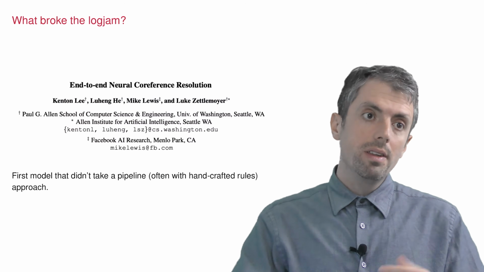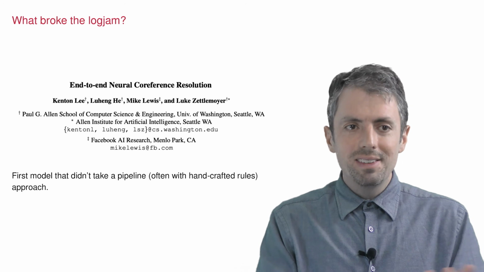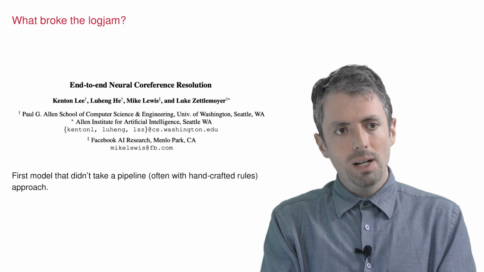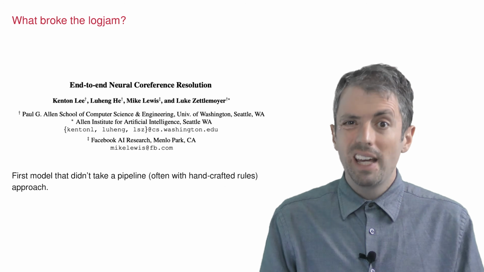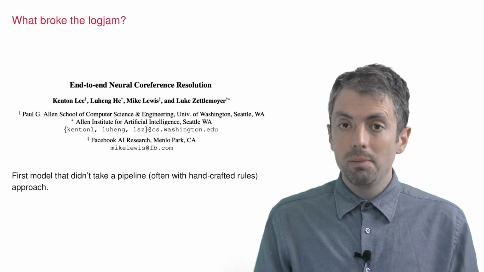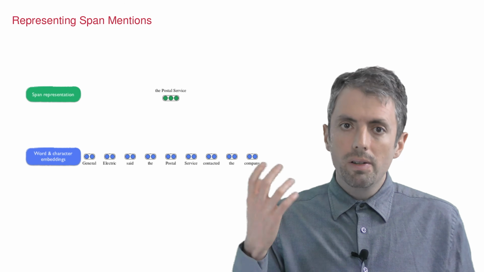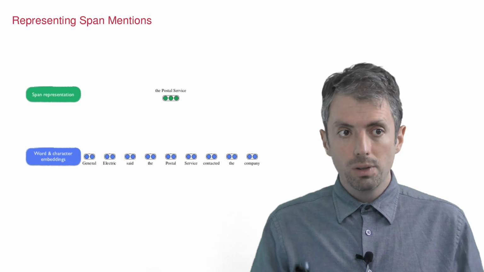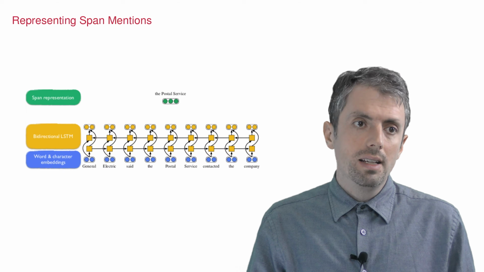One paper that broke the logjam for neural coreference resolution was this paper out of Luke Zettlemoyer's group at the University of Washington. And this was the first model that didn't take a pipeline, often with handcrafted rules, and applied it to coreference. What this model did is it created representations using both word and character embeddings for every word in a sentence.